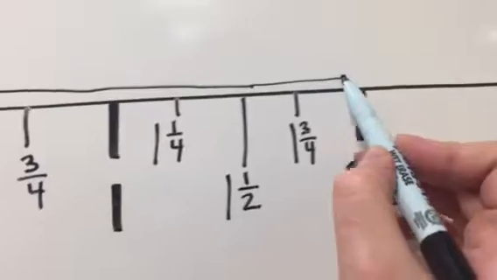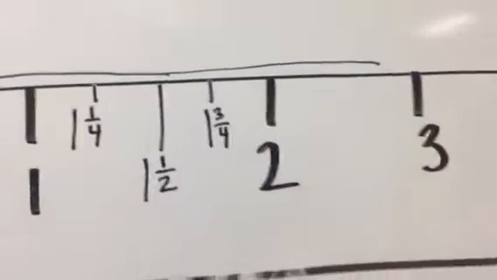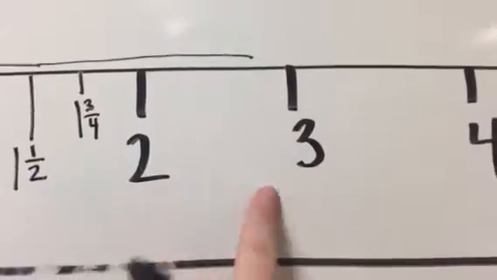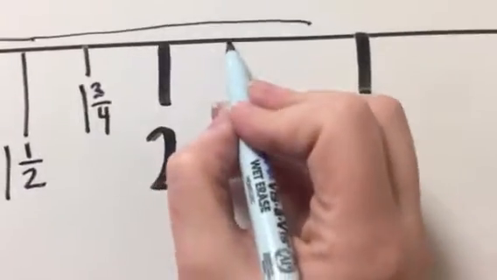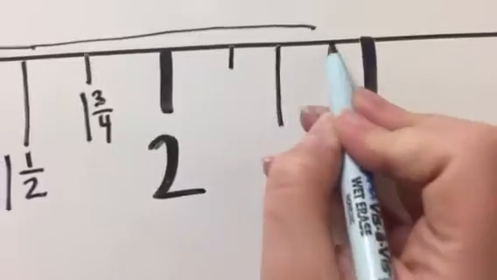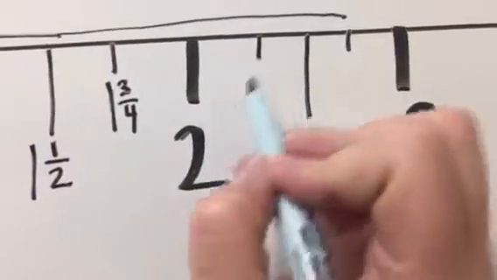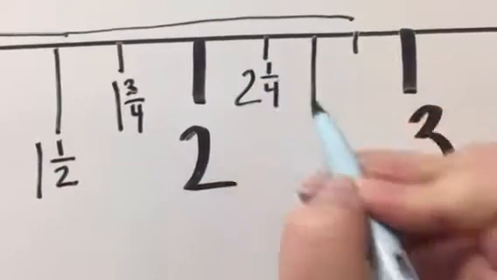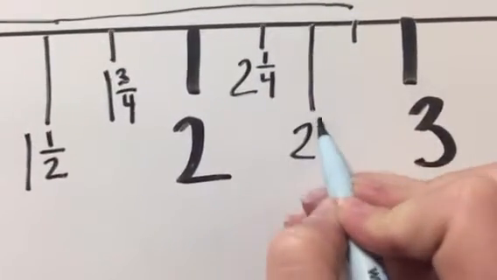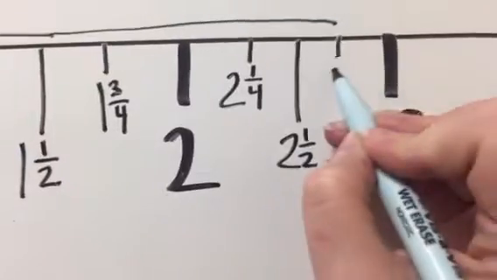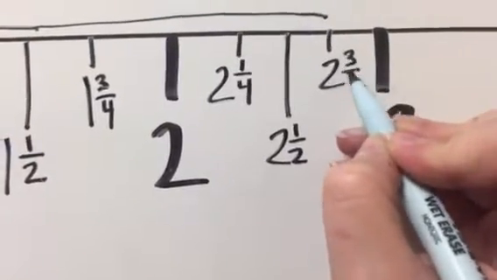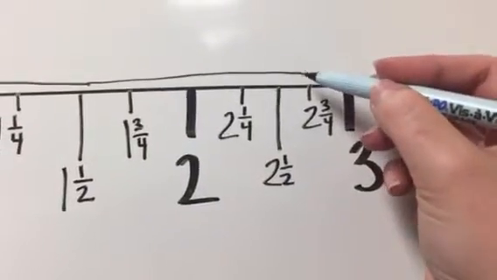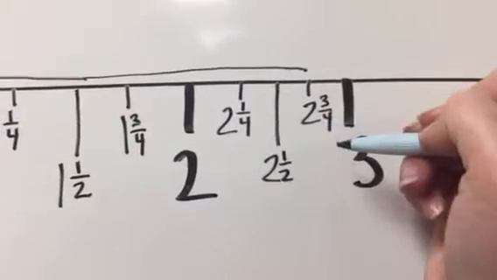But let's say the object is even longer. Let's say the object falls between the 2 and the 3. I've got to be able to divide this up. I'm going to divide it into 4 pieces again. This is 2 and 1 fourth, 2 and 1/2, 2 and 3 fourths, and then I've got 3. So this object is 2 and 3 fourths inches long.